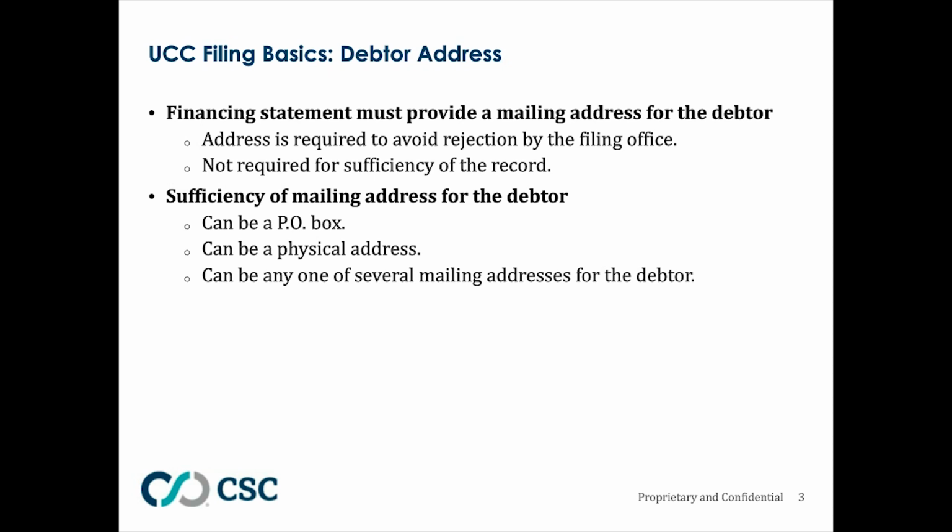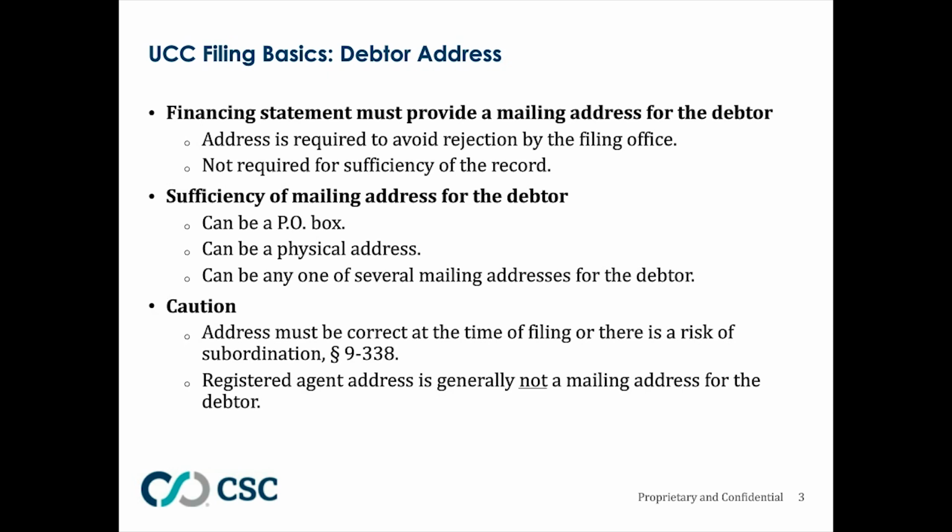There are a couple words of caution about that, though. One is that whatever address is provided, it must be a correct mailing address at the time of filing. If the address is incorrect at the time of filing, under Section 9-338 of Article 9, it is possible that the security interest that provided the incorrect mailing address for the debtor could be subordinated to a secured party that filed later that reasonably relied on the incorrect address.